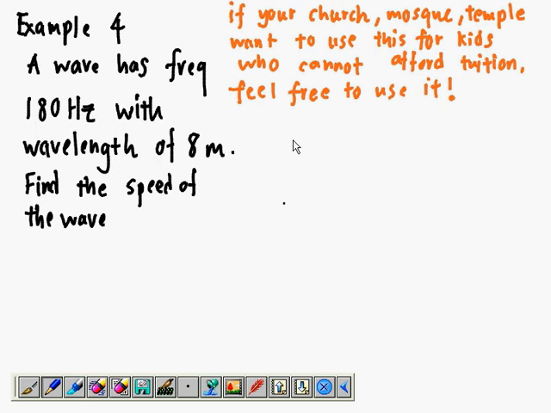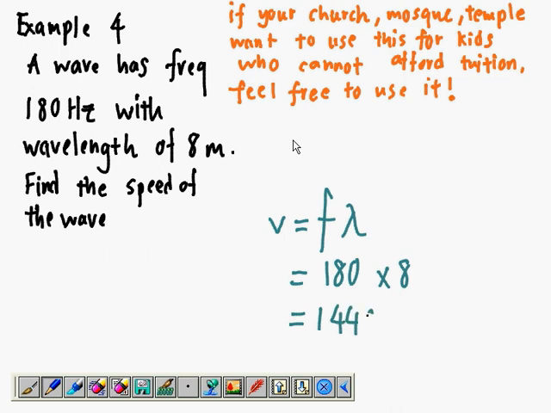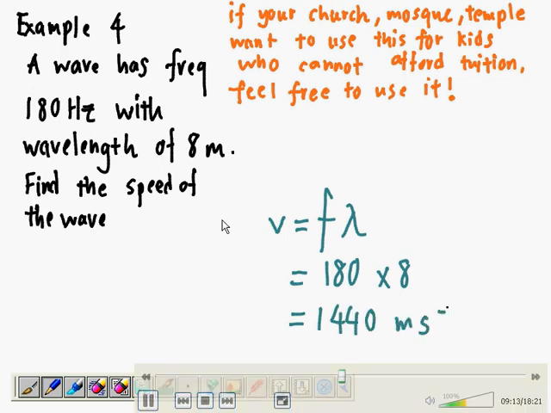This is very straightforward. We have V equals F lambda. So F is 180, lambda is 8 meter. So the answer that you get is 1440 meter per second.